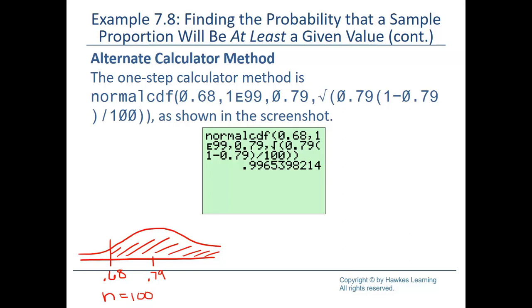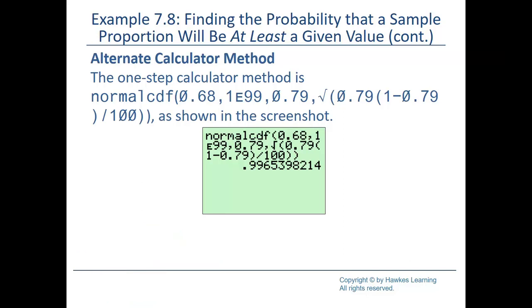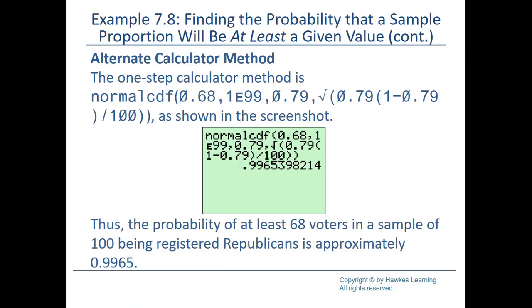Now, again, this is kind of why you do the little drawing here. And again, I did the drawing just to kind of help me out. Is it 100% needed? No, but it is very helpful. So basically, our answer to our question is the probability of having at least 68 voters in the sample of 100 being registered Republicans is approximately 0.9965. So the probability is about 99.65%.